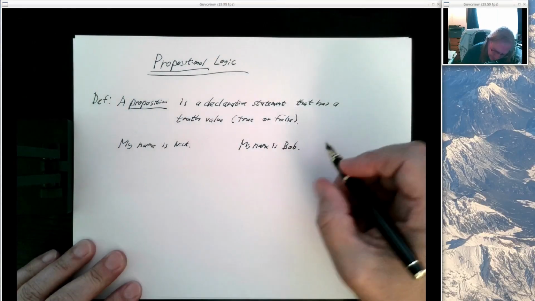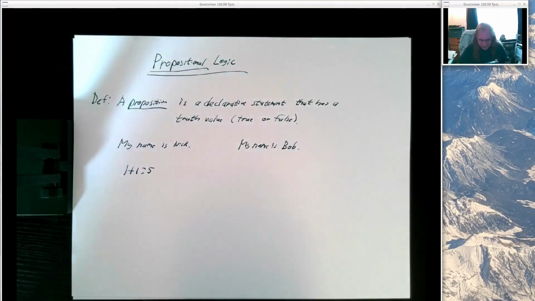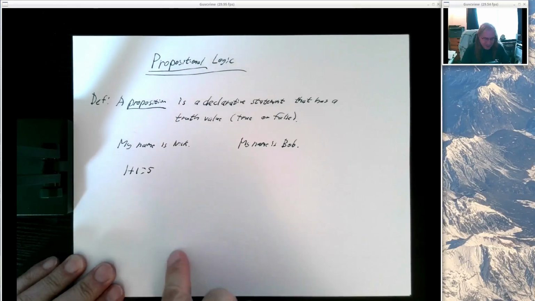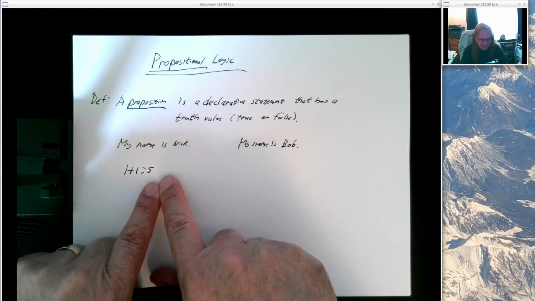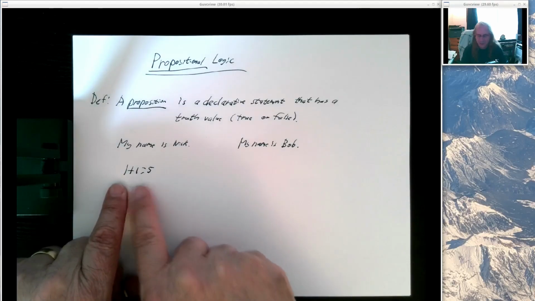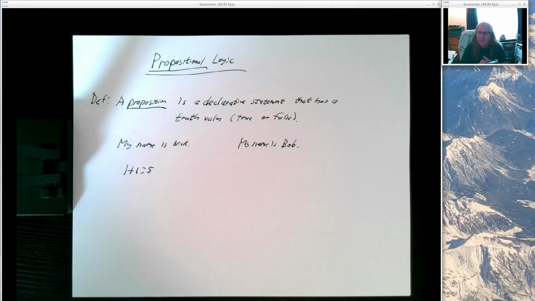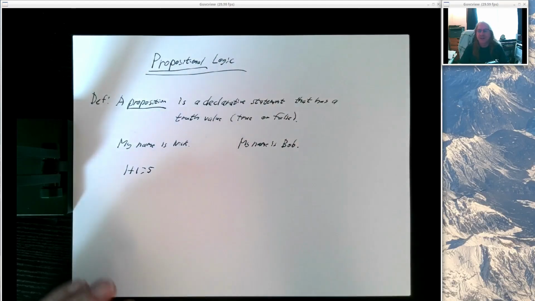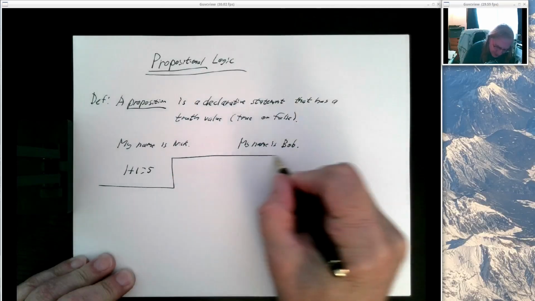1 plus 1 equals 5. That is a declarative statement. We understand from algebra that this is a declaration which states that this side is equal to that side. And this asserts that 1 plus 1, which is 2, is equal to 5. That's not a true statement, but it is a declarative statement, and it has a truth value, in this case false. So this is also a proposition. So those things are propositions.